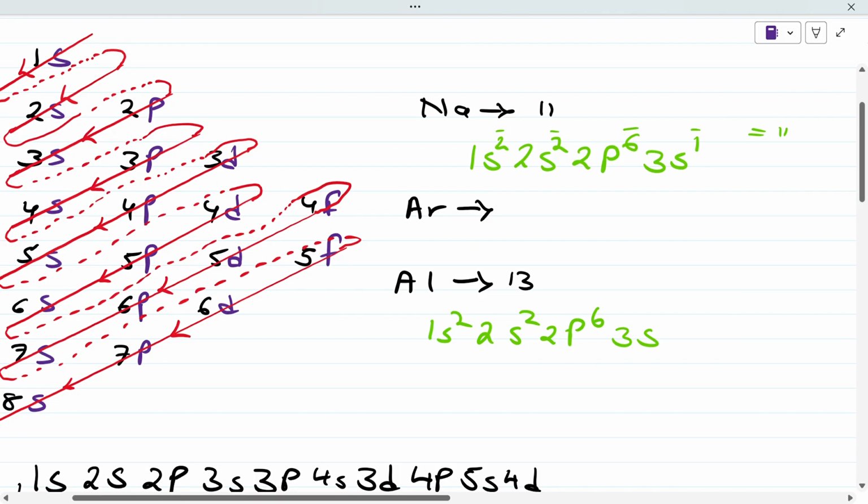So if I'm having 3s, but the s orbital contains 2, so I want to know the number of electrons I'm having. Now I'm going to have 2 plus 2, 4 plus this, 10 plus this, 12. Then I'm remaining with 1 that is now going to move to the p, because I'm done with the 3s. So I'm moving to 3p. So it is going to be 3p1. That's the electronic configuration of aluminium.